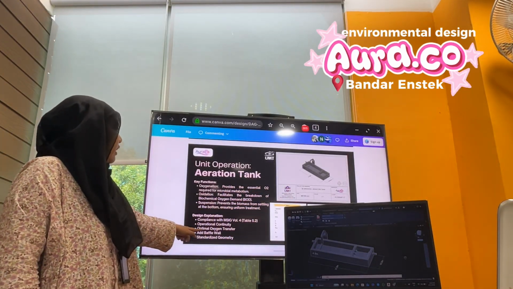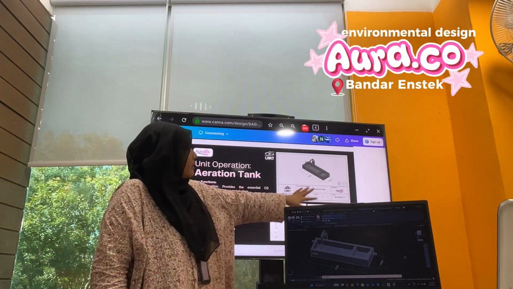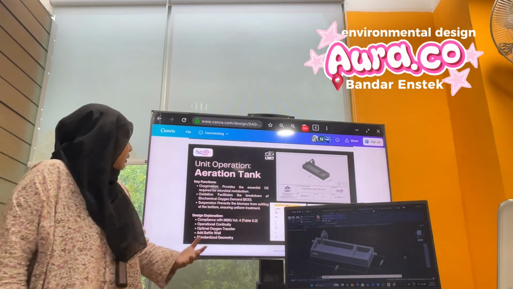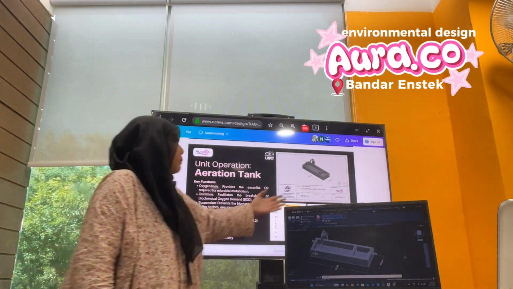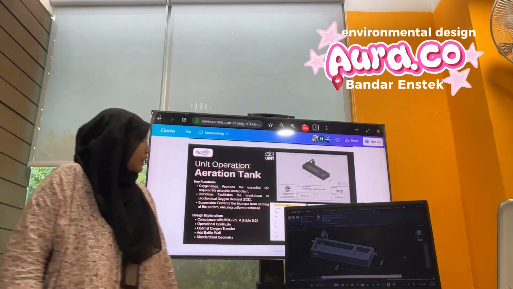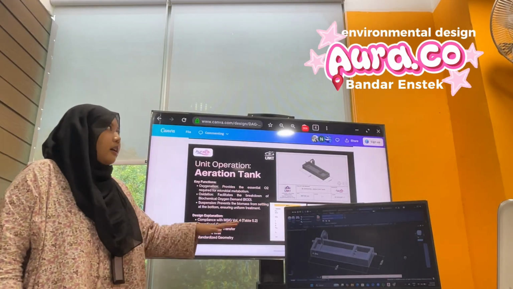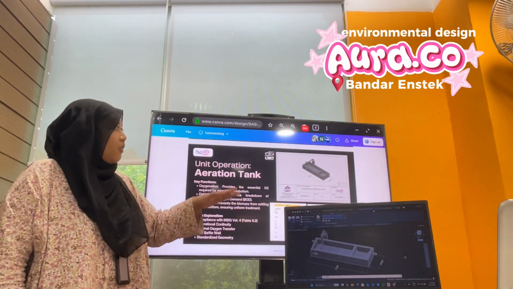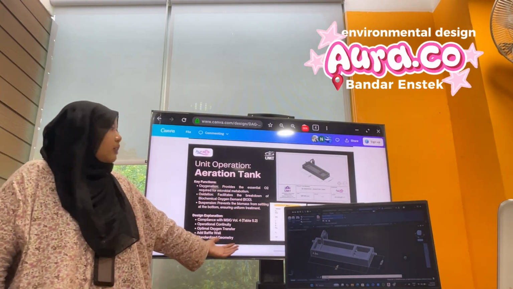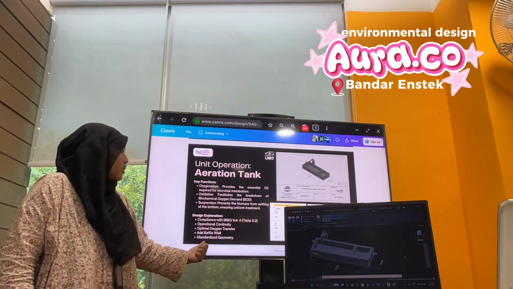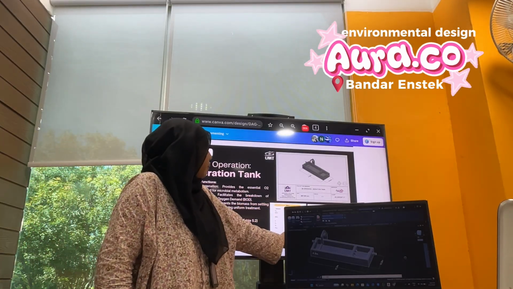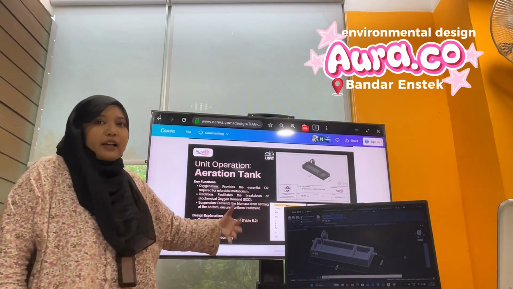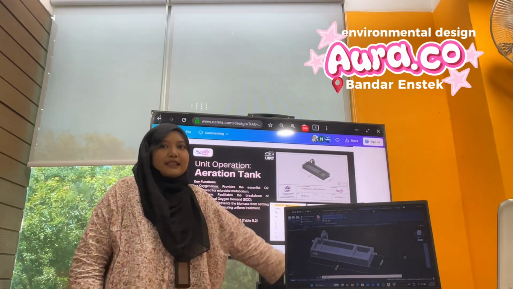Next, the optimal oxygen transfer. So when we design it in this way, it can help to transfer the oxygen in the most optimal way. And next, we also add the baffle wall. As you can see here, the baffle wall is used to make sure that the tank does not short circuit, because if the water overflows, it can disturb the overall function. Last but not least is standardized geometry, where we follow all the length and volume that we have calculated in order to produce this design.